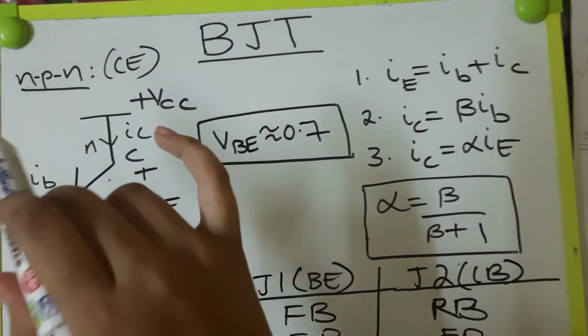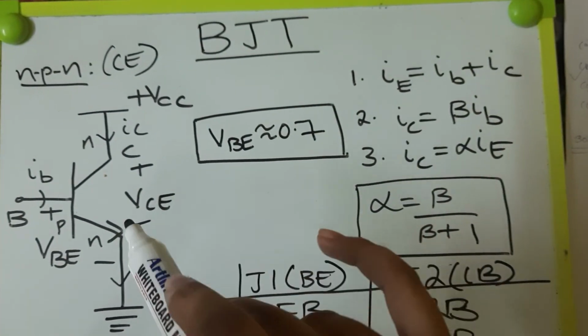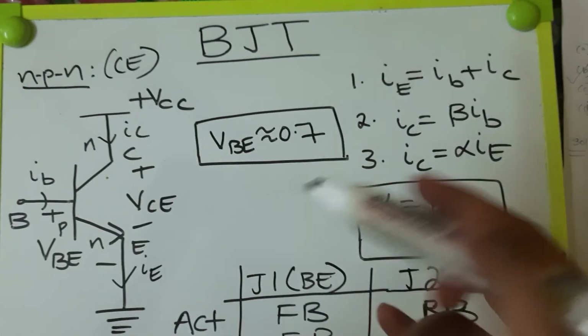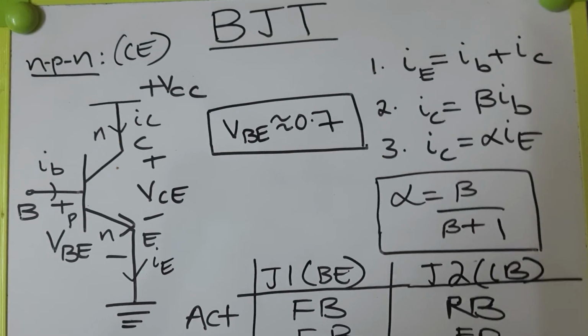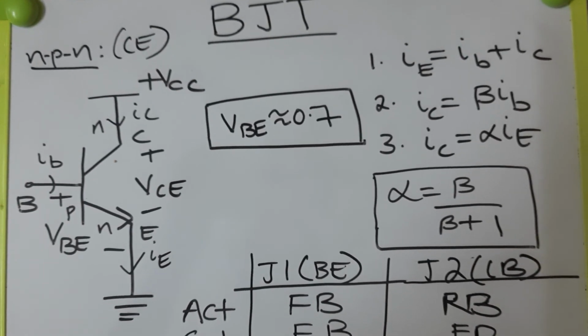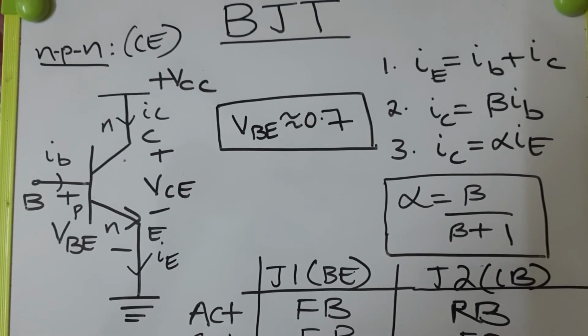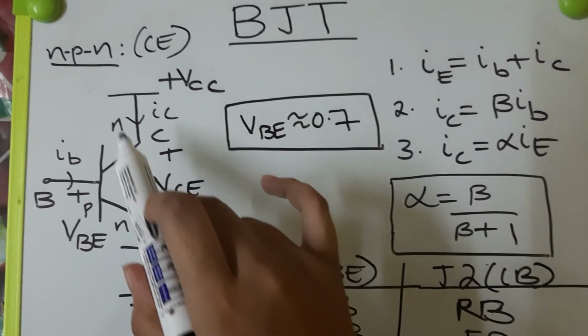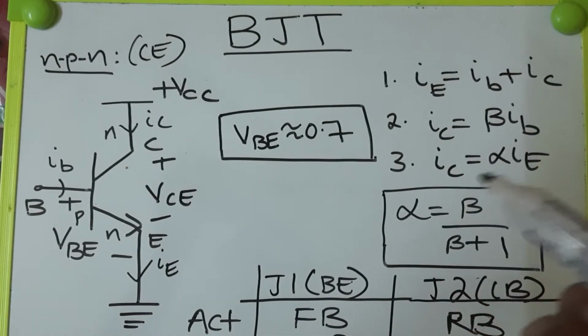Now it is an NPN transistor. What does NPN mean? In simple words, a BJT is nothing but two diodes connected back to back, or to be precise, two PN diodes connected back to back. NPN, that's what it means.